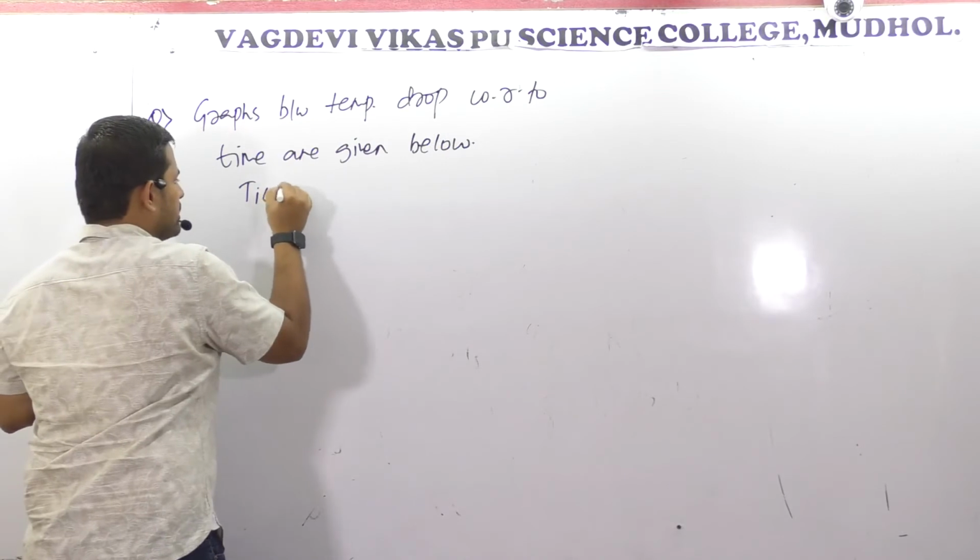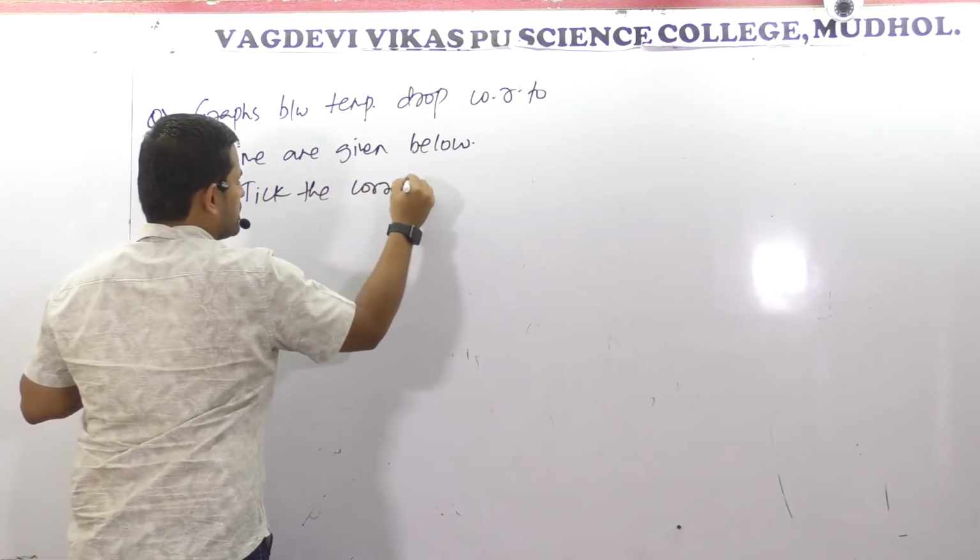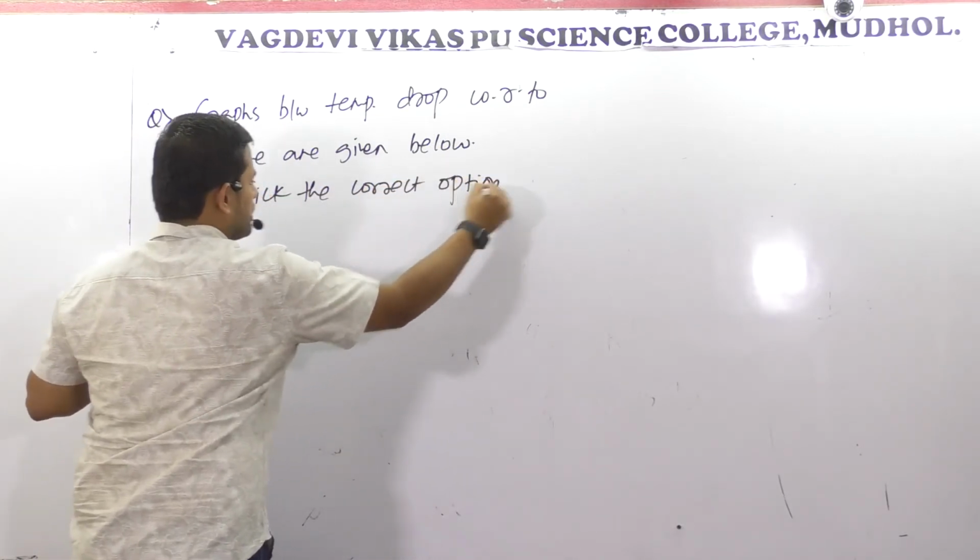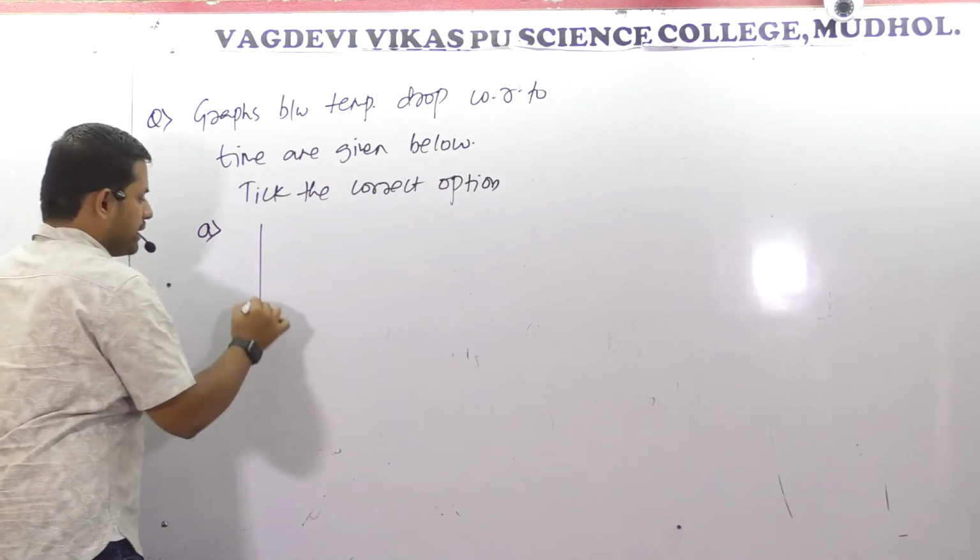Tick the correct option. Okay, 4 options are given to you. Graph A, it is like this.